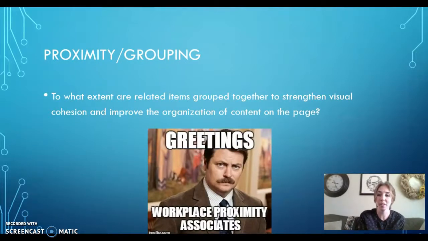Proximity and grouping are important as we analyze images. We want to look to what extent related items are grouped together to strengthen visual cohesion and improve the organizational content of the page. So we need to look and see: are different foods grouped together? Are the people grouped in an interesting way? What kind of setting do they find themselves in these images? Proximity and grouping will be a helpful category as you start to tackle your visual analysis.